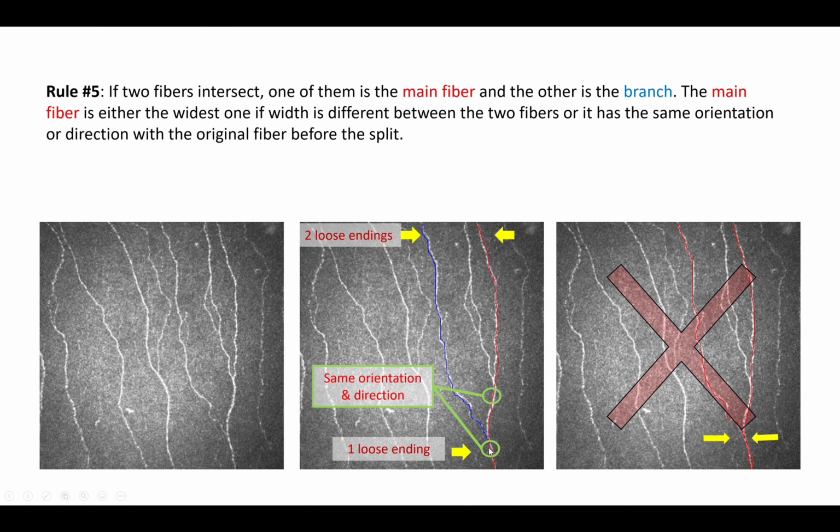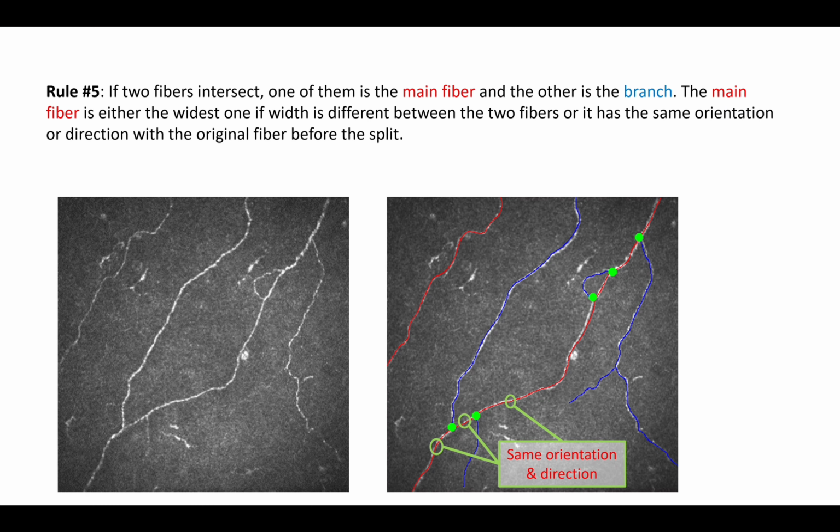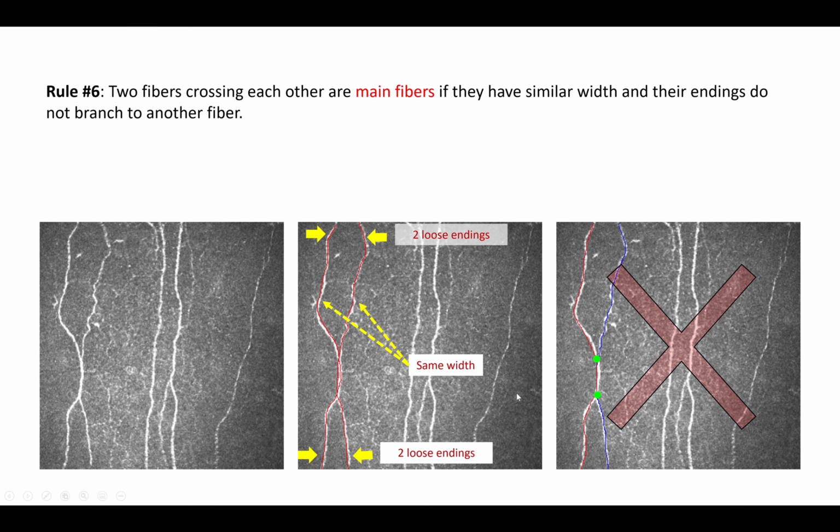So you see, this is before the split, and that has the same orientation, and that's why we trace it as a red, whereas the other one is the branch. Here's another example where this is before the split, and then that continues in the same orientation and direction. That's why we trace it as red. Similarly here, this one we trace it red because that one has the same direction orientation.